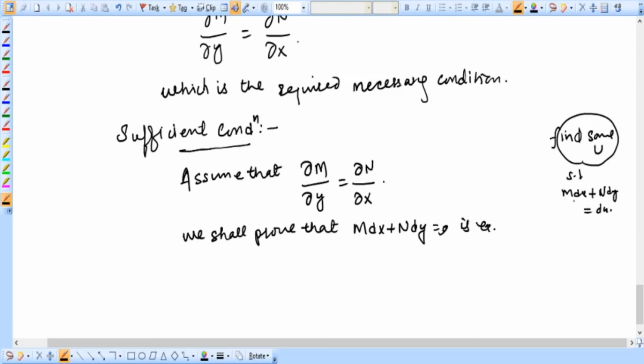So see, which would be that u? Assume that this integral of Mdx plus this is equal to u dash. Okay, because using this integral we are going to find out that u, right?